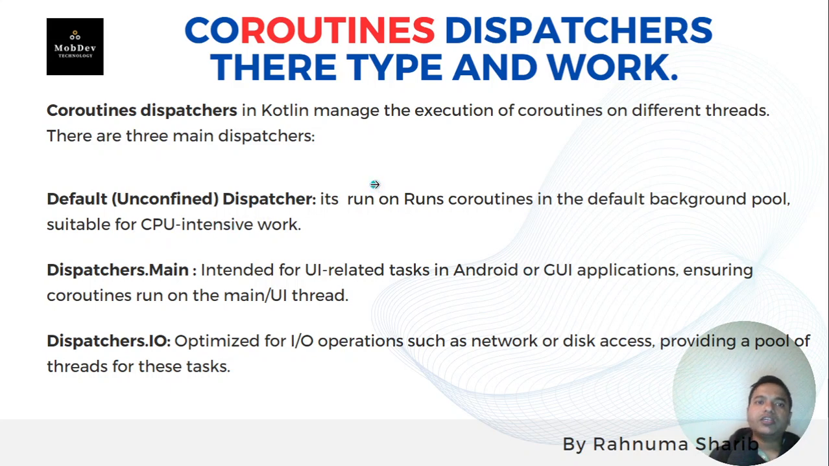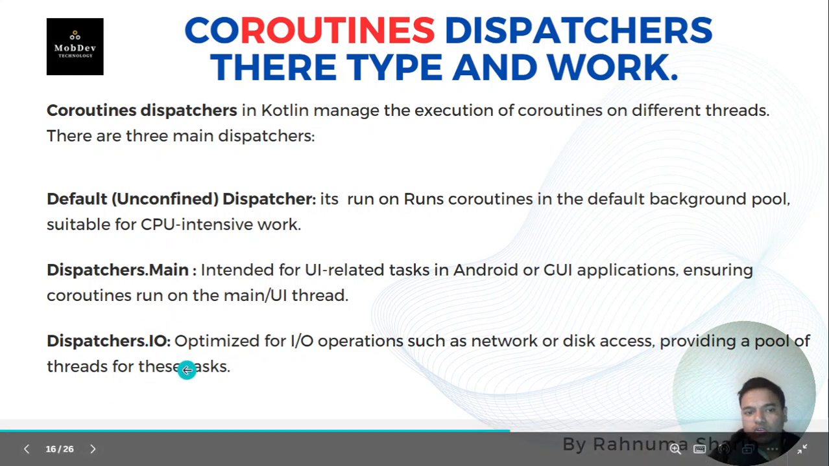Basically, the coroutine dispatchers have three basic types: the default one, the main one, and the IO one. The main one is used if we want to run some coroutines on the main thread, and the IO one is for IO operations like a networking call. And the unconfined one: if we do not define a specific dispatcher, then the coroutine is executed on the nearest possible thread from where we start the coroutine.